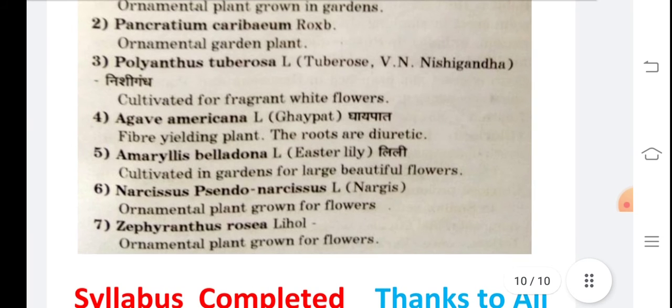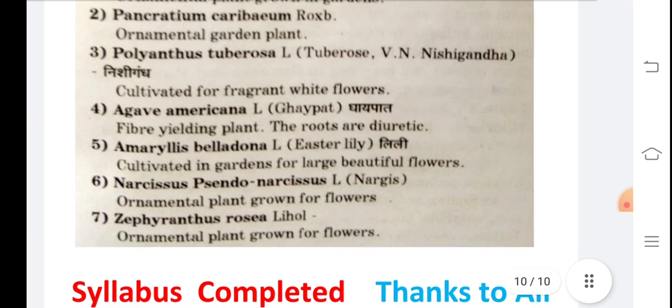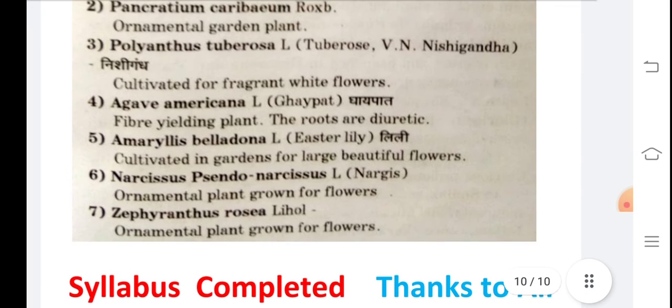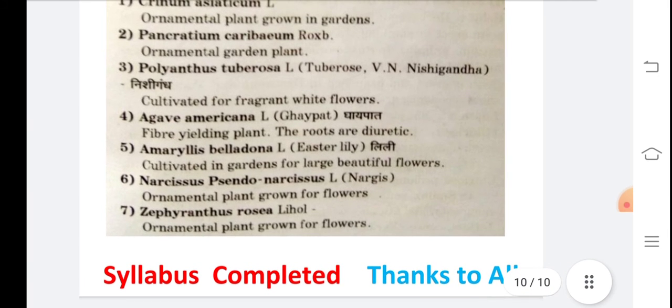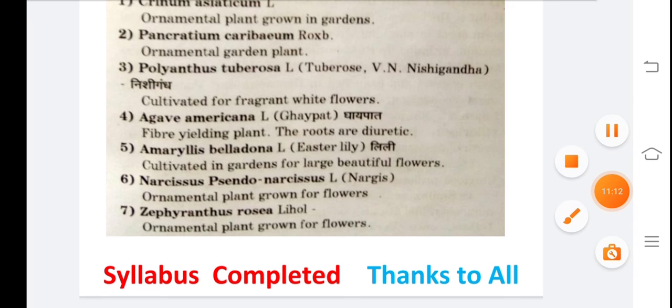Then Narcissus, Nargis, is commonly called so; it is an ornamental garden plant, and Cyrtanthus, right? So it is also ornamental. So all these family members are there. So here I think we are completing today's syllabus which I have taken. So you remember, please, total 8 families are there, and later on we will discuss the examination pattern in the lecture. Okay, so thanks to all, wish you all the best.